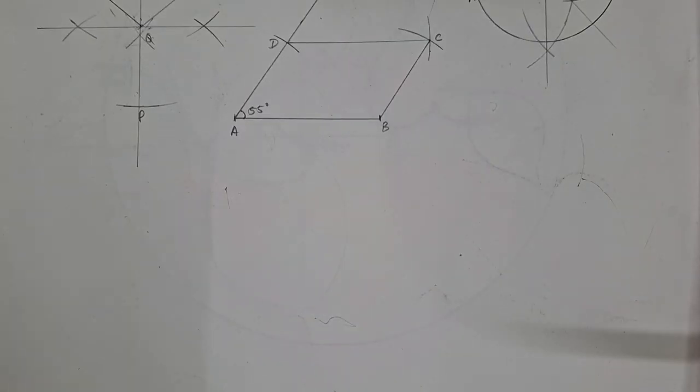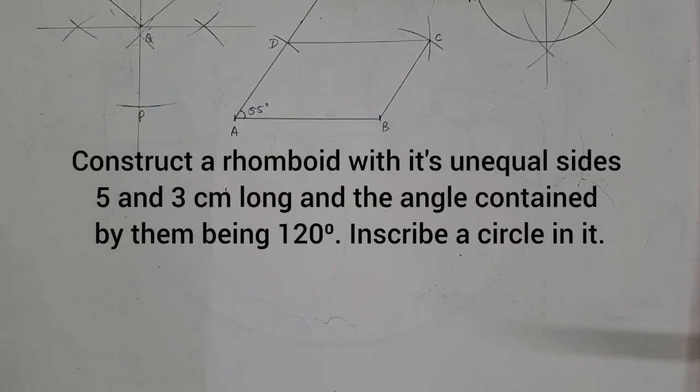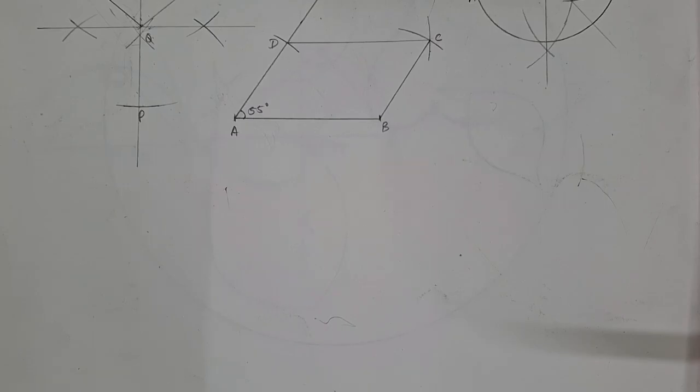So the next question says, construct a rhomboid with its unequal sides 5 and 3 centimeter long and the angle contained by them being 120 degree. Inscribe a circle in it. So here they have asked us to draw a rhomboid. A rhomboid and rhombus are two different shapes. A rhombus is a tilted form of a square, but a rhomboid is a kite. In kite, the adjacent sides are equal, whereas in a rhombus, all the sides are equal.